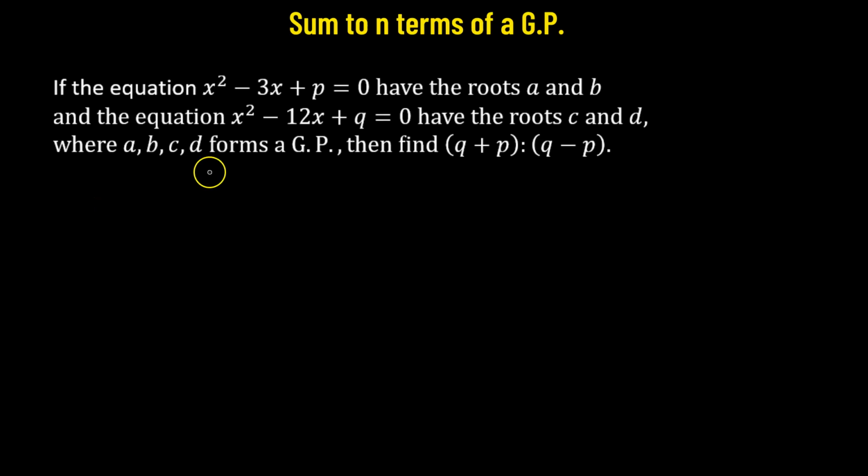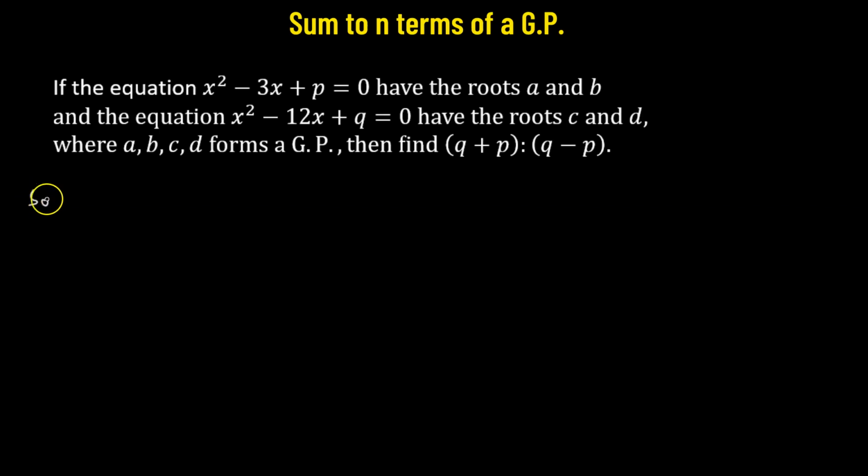So in this problem, we have two quadratic equations. The quadratic equation x squared minus 3x plus p has two roots specified by a and b. And the equation x squared minus 12x plus q equals 0 has roots c and d. Now there's a condition that the roots of the two quadratic equations, a, b, c and d, form a geometric progression. Then using this, we need to obtain the value of the ratio q plus p to q minus p.